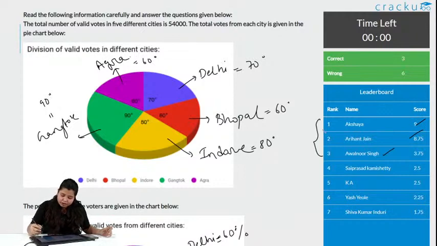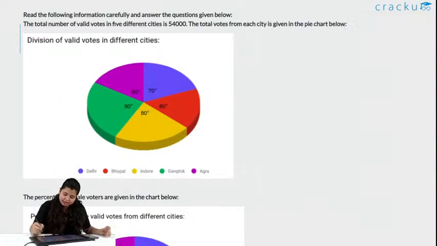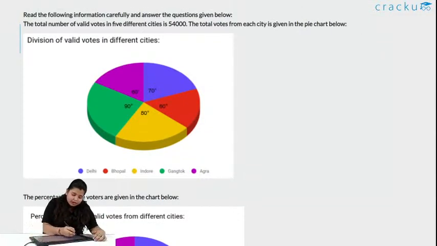Let's see how we solve this question. First let me clear everything and the leaderboard. So here we have the total number of valid votes in 5 different cities is 54,000, and obviously there are 5 cities only.